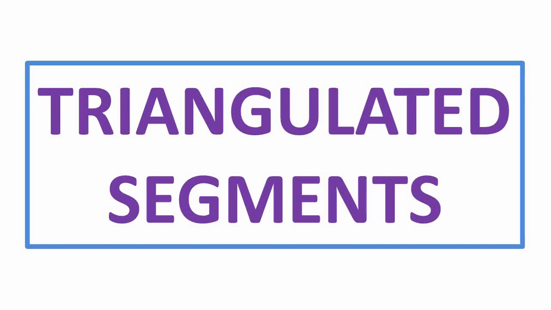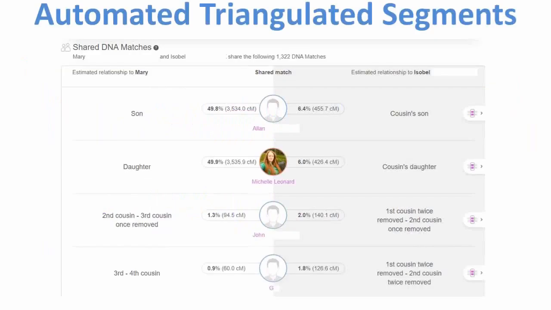And these triangulated segments, you can also reach them via the shared match list. It's this little icon here on the right-hand side. If you see that icon, you know there's a triangulated segment with that person. It means that the tester, the comparison match, and the shared match are all sharing DNA on the same segment of DNA, on the same copy of the same chromosome. And that means that they really do share a common ancestor.